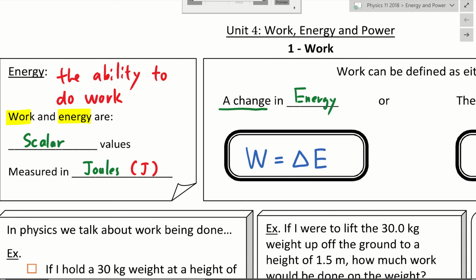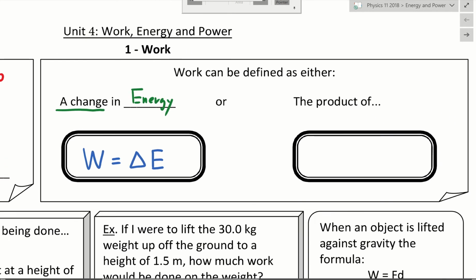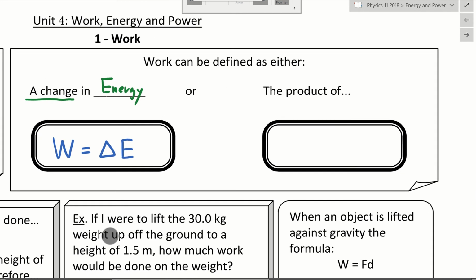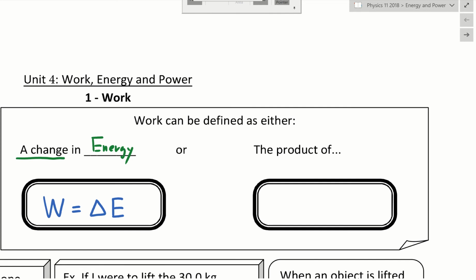So, for example, you make something go faster, you're giving it energy, then you're doing work. Or you pick up your backpack and move it to a higher location, you're also doing work. Whenever you change an object's speed or change its height, you're doing work to it. In order to give an object energy, the easiest way is by pushing the object.